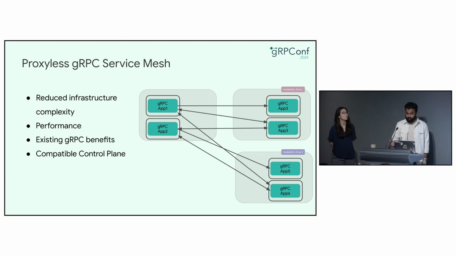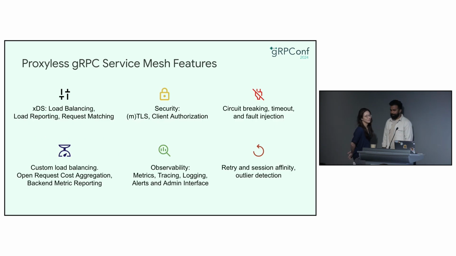Besides that, you also get to enjoy all the benefits of gRPC functionality, which Gina will be covering in the next slides. Last but not least, gRPC had the foresight to use an open standard API, which is xDS, to talk to the control plane. As a client library, it is compatible with any control plane speaking xDS. Over to you, Gina. Thank you, Arvind.